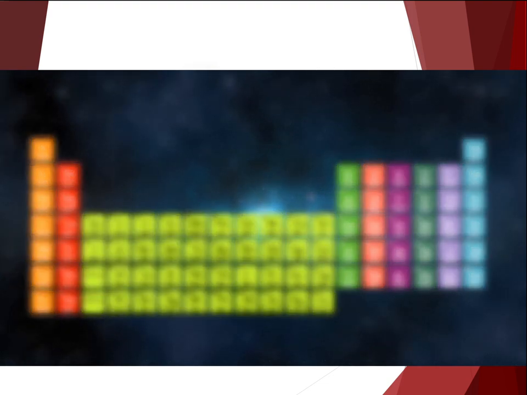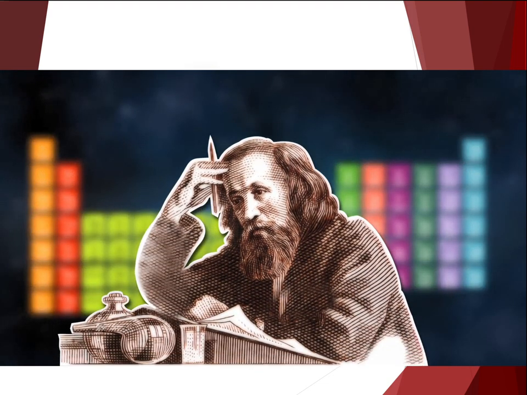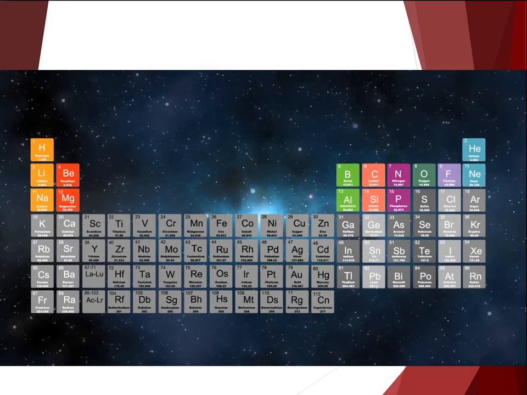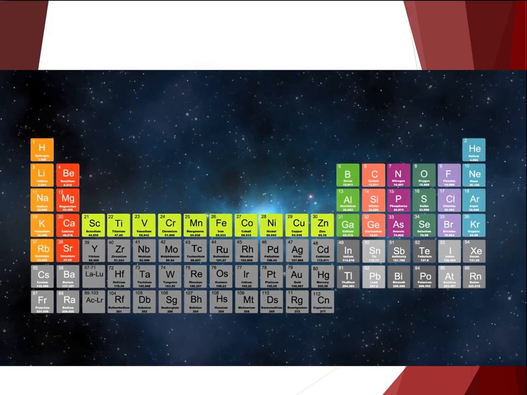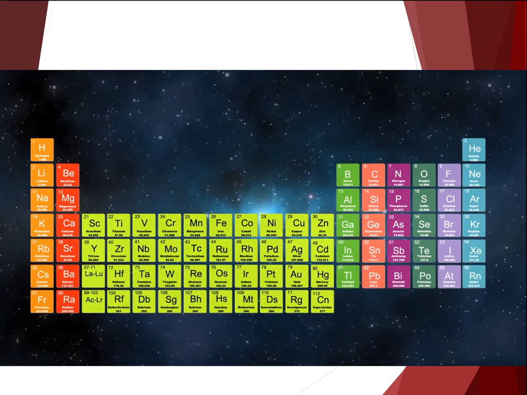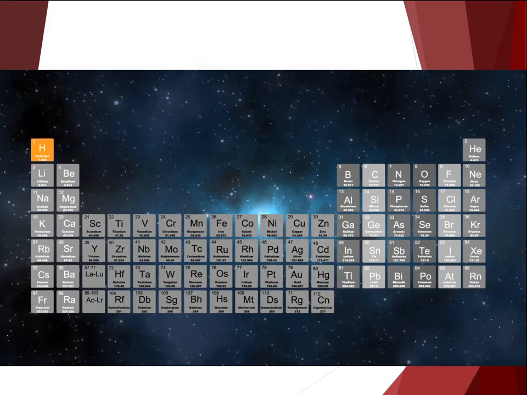The first periodic table was made by the Russian chemist Dmitry Mendeleev in 1869. As more and more elements have been discovered, the table has been filled out. The table is structured so that the elements are arranged in order of increasing atomic number. Hydrogen, with the atomic number 1, is in the top left.